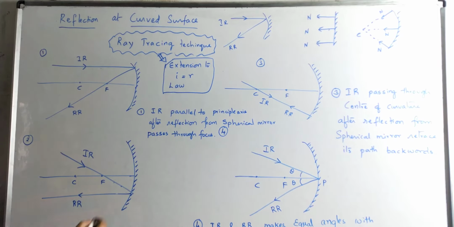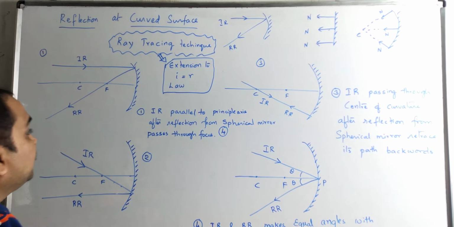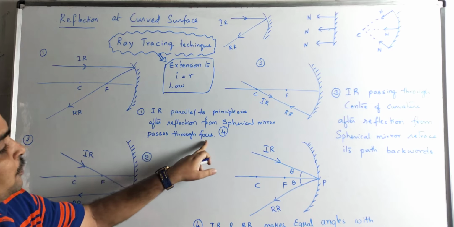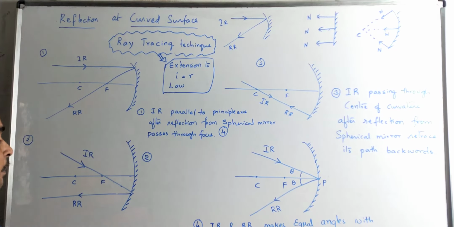Similarly, what is the second ray diagram? Ray tracing, ray diagram, they are just words. This is ray tracing and another one is ray diagrams. So what is this? Same thing. Incident ray, instead of going parallel, passes through the principal focus, then after reflection from the spherical mirror becomes parallel, or goes parallel to the principal axis. These are the ray tracing techniques.